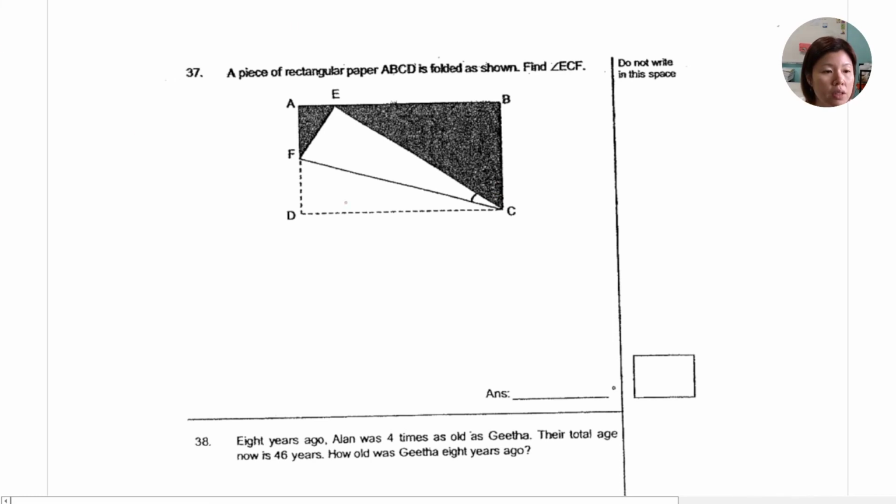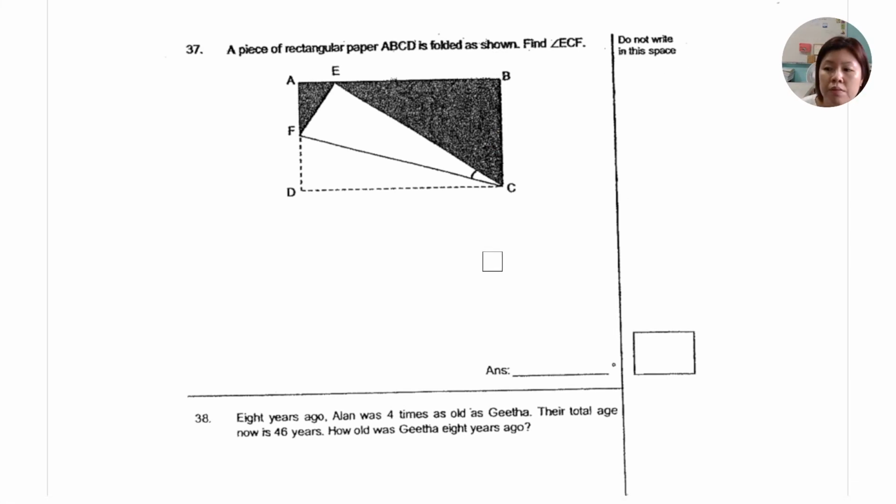This part shaded is actually... give me a moment. Okay, hold on a while. Okay, they actually missed out this part because it's shaded. Okay, so this part is actually 52 degrees.